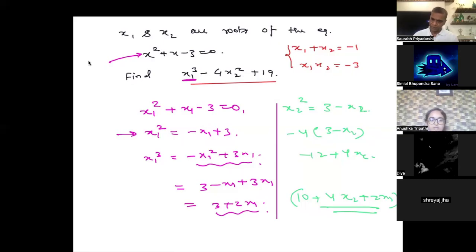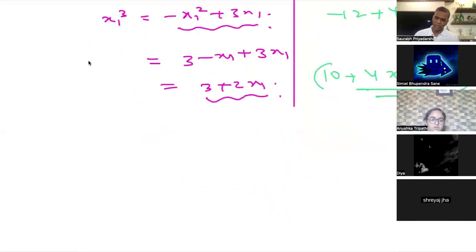Yes, Anushka. The equation was a little different, like I got 4x1 minus 3 plus 4x2 minus 12 plus 19. Okay. Then after cancelling, 0 came. But the calculation part now.